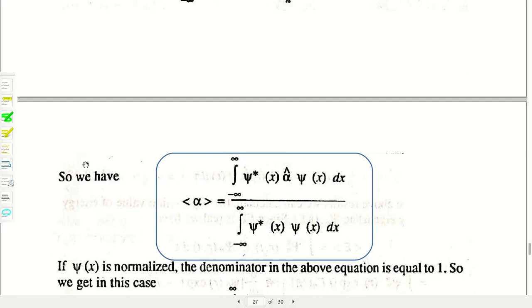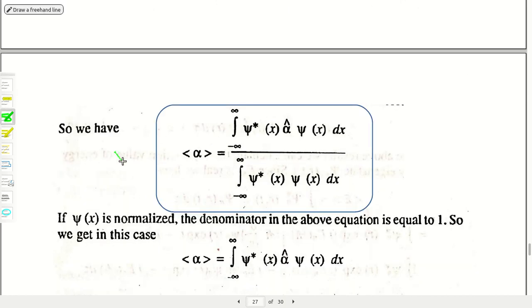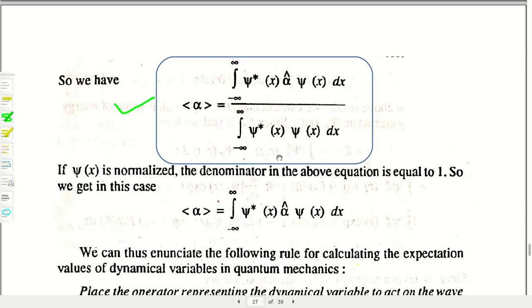So the whole expression for the expectation value or the average value will look like this. The numerator is psi star alpha psi dx. Here alpha is the operator. It is not a constant that you can take out of this equation; no, it is an operator, so it should be there in general. And in the denominator there will be psi star psi dx. Now the special case is that if psi is normalized to unity, then the denominator should be 1.